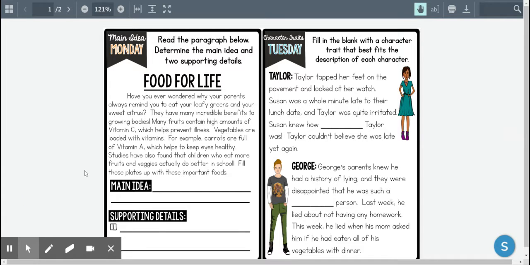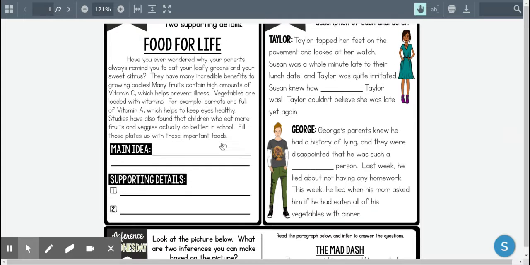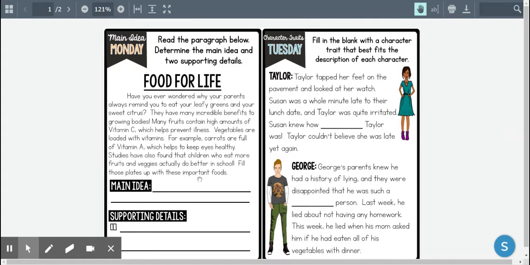So the main idea should be a sentence that tells you what the gist or the main idea of the paragraph is. Now, supporting details are evidence or reasons that back up the main idea. They are specific examples that support what it is you said the main idea is. So you will do main idea and supporting details for Monday.